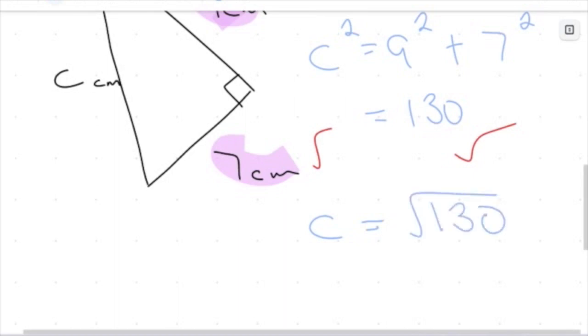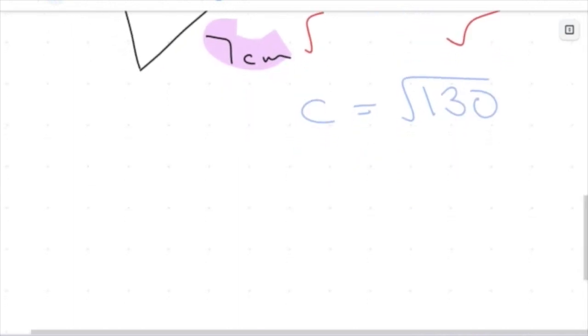And I'm going to square root 130. Now, this 130, this is not a perfect square. You can even think back to your times tables. There's no number that multiplies by itself to give me 130. So my answer's not going to be too nice. But that's okay, because with any measurement, we can just round this up. So once I pop that in my calculator, I'm just going to get 11.4 centimeters, just rounded to 1 decimal place.